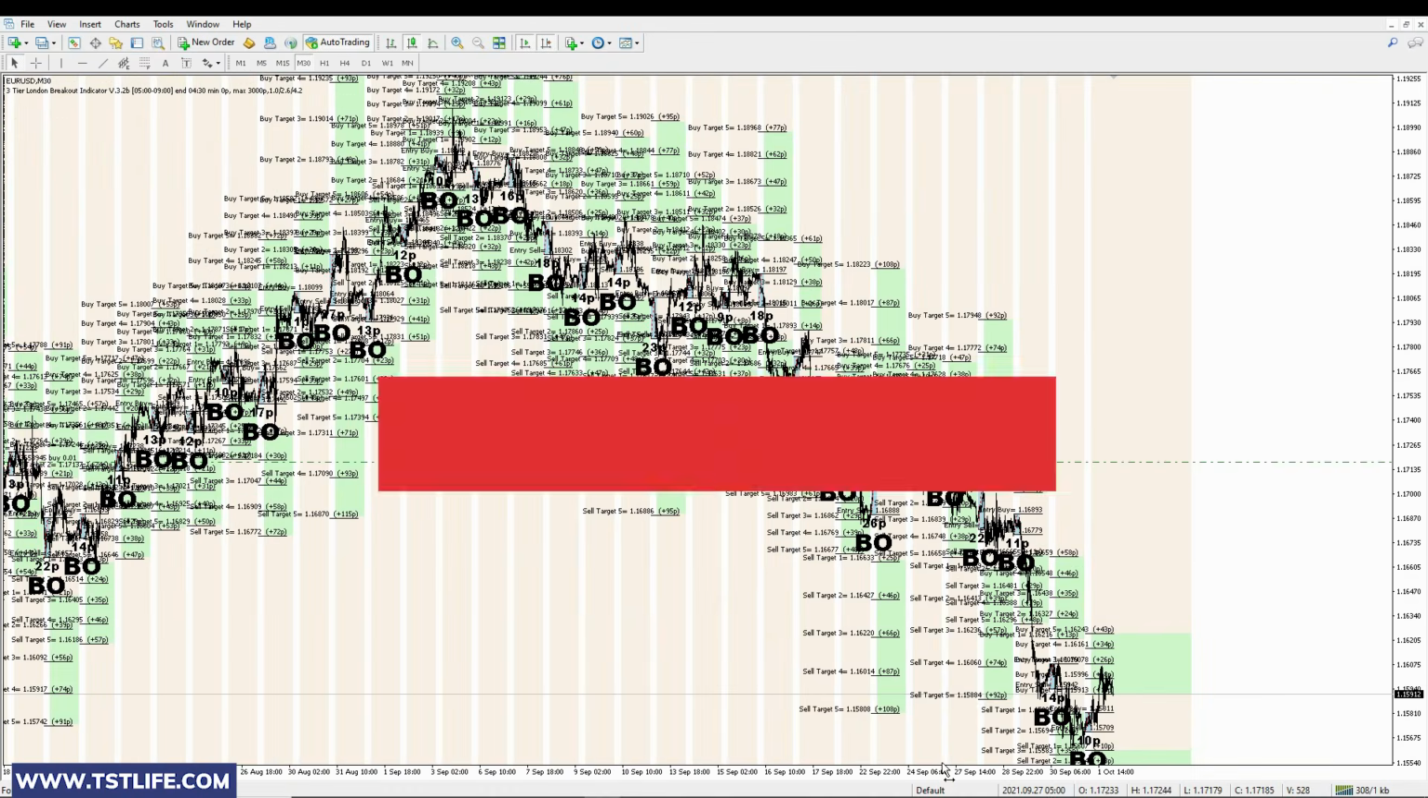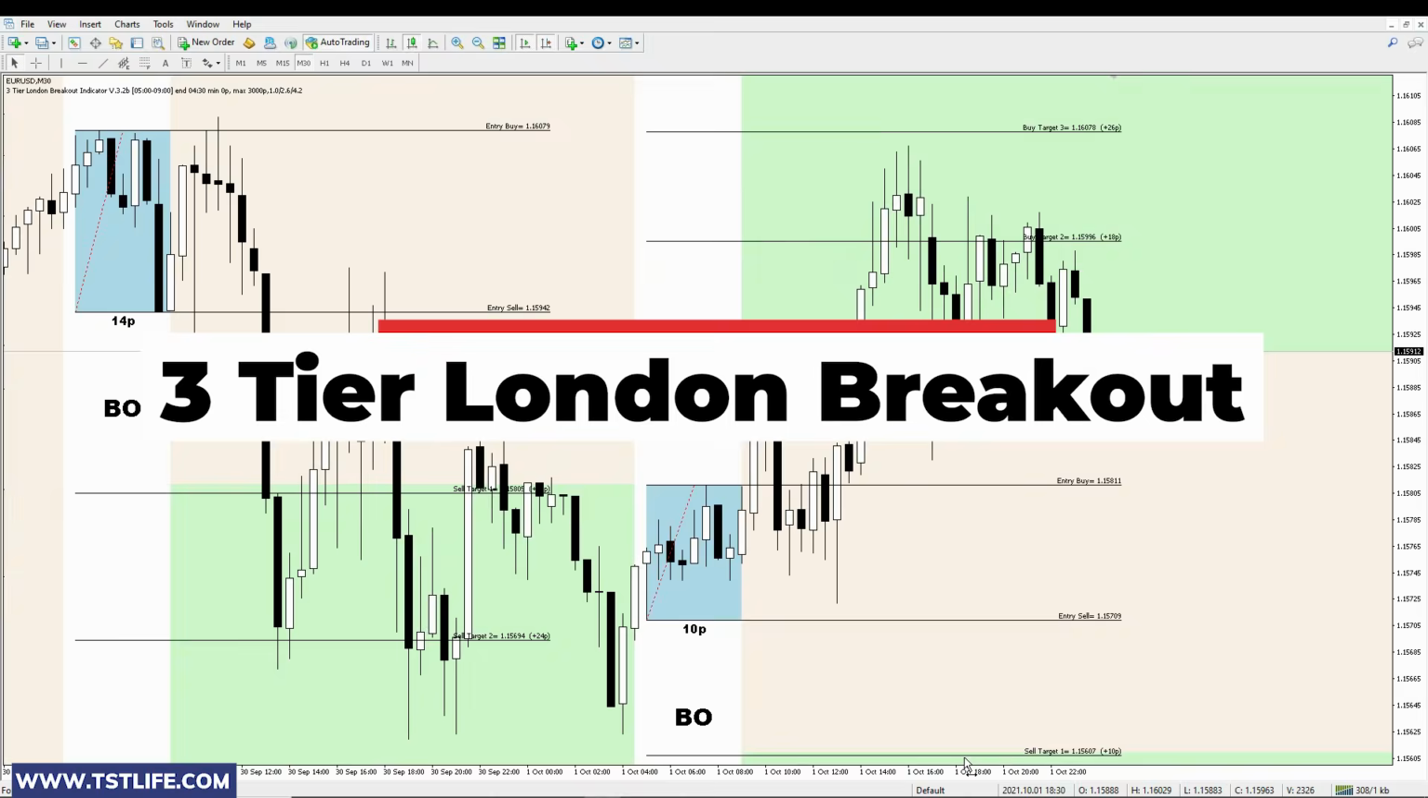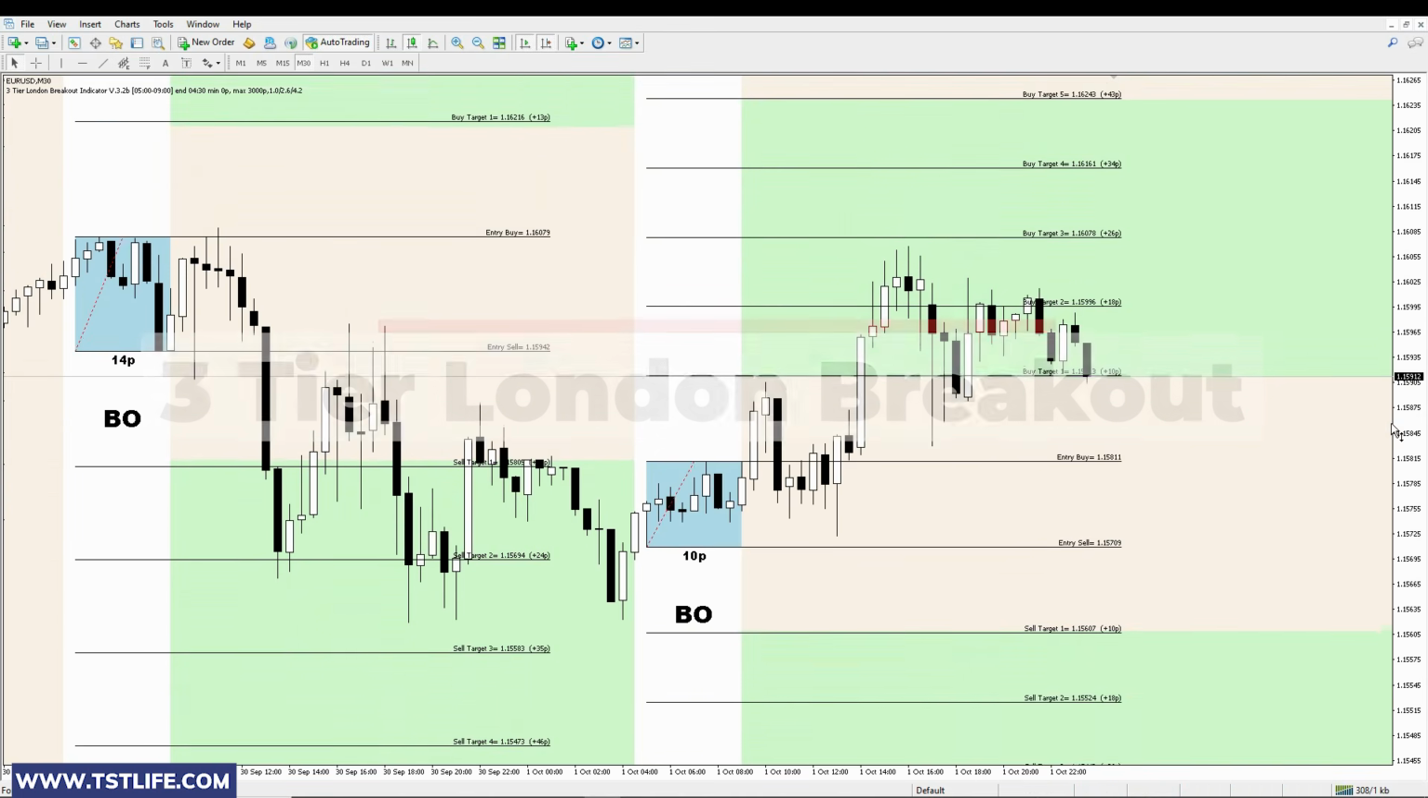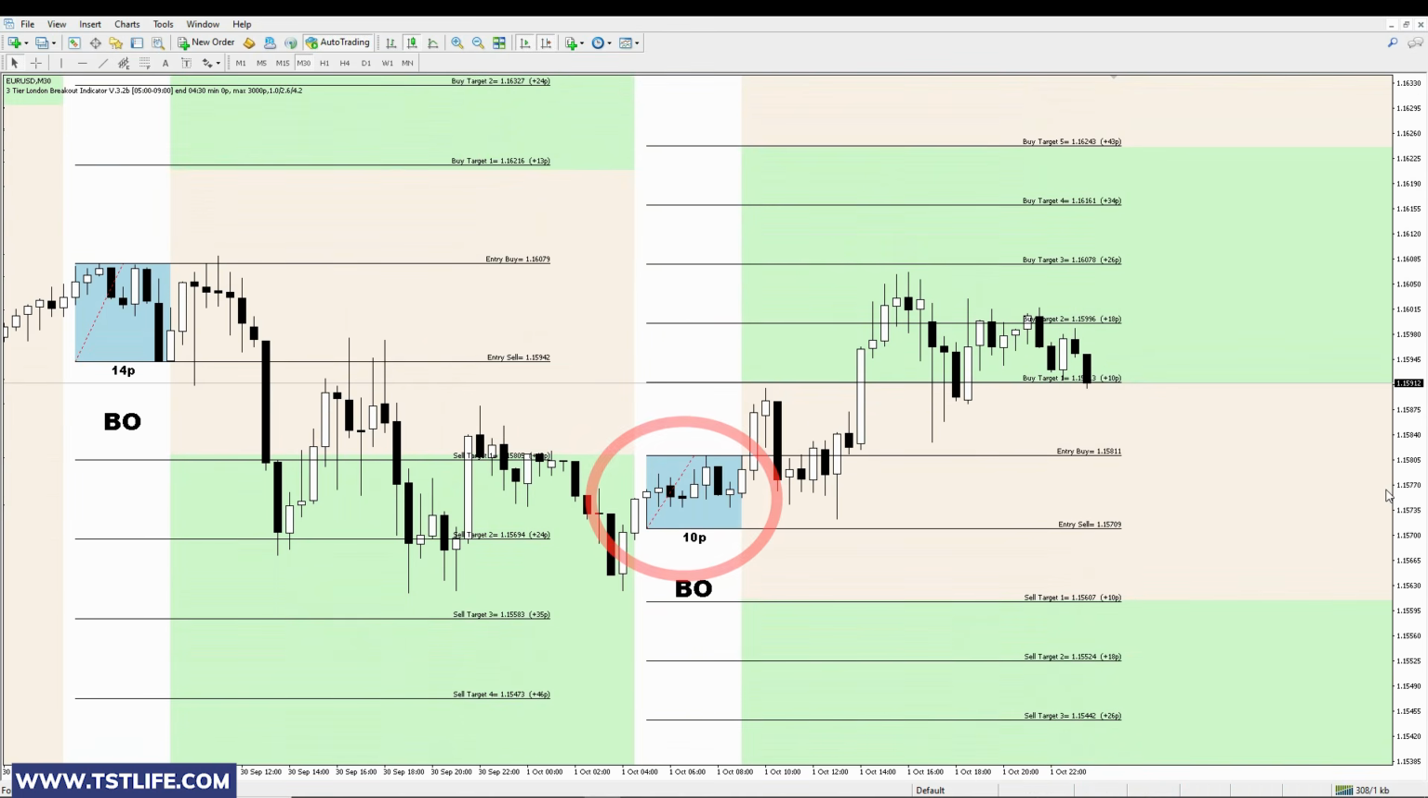This indicator is called 3-Tier London Breakout and is developed by MER7 1898. Anyway, this indicator highlights in blue the last 4 hours before the London opening and tells us the number of pips between the support and resistance levels. This value will be used to define the take profit and stop loss.